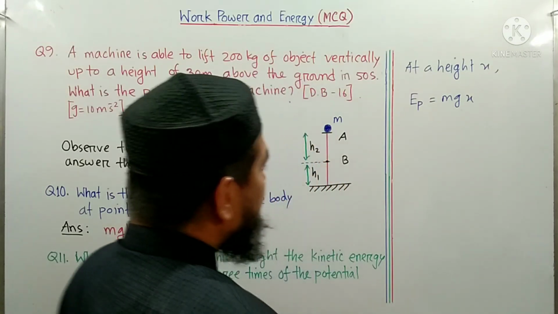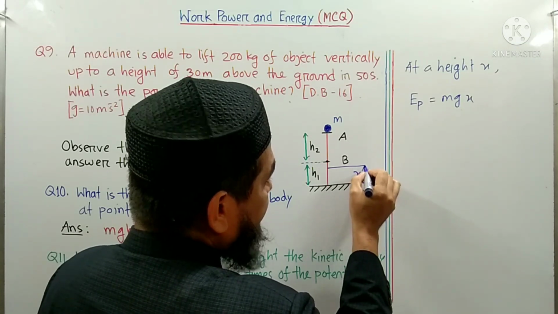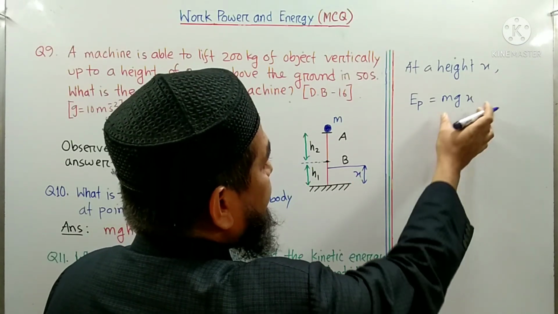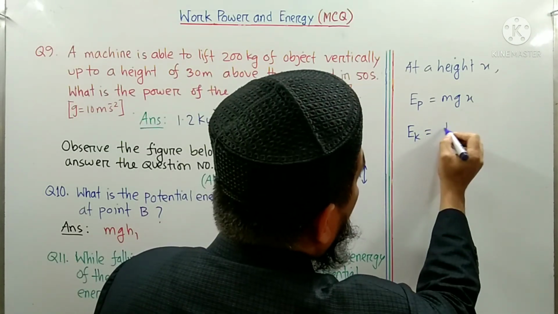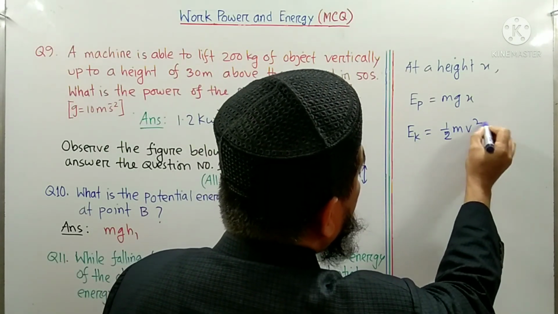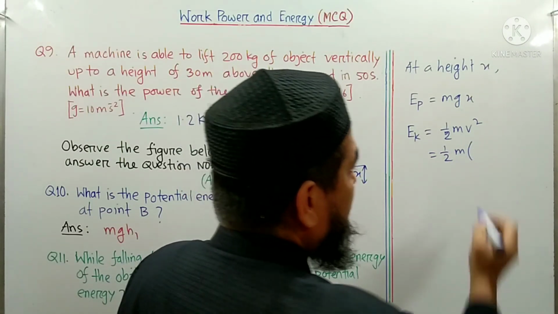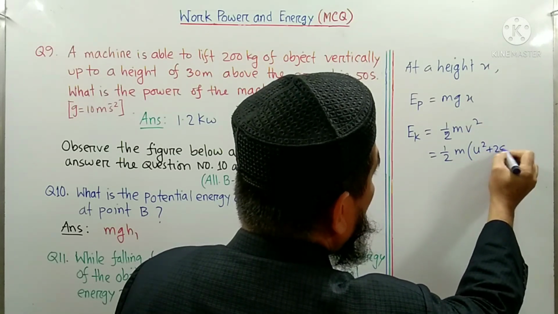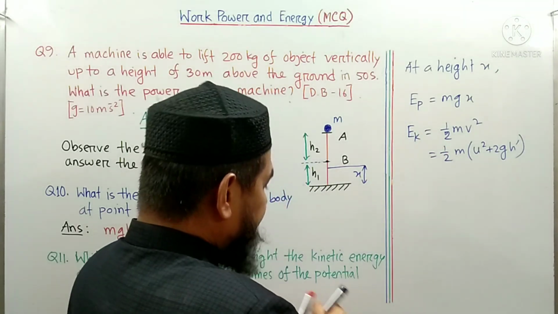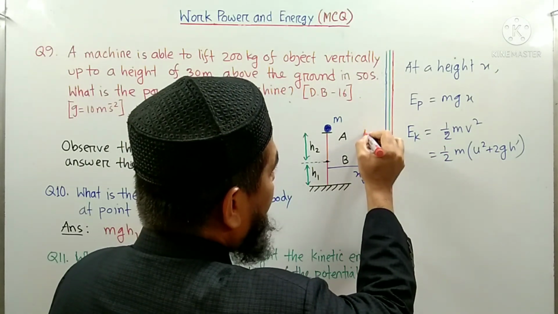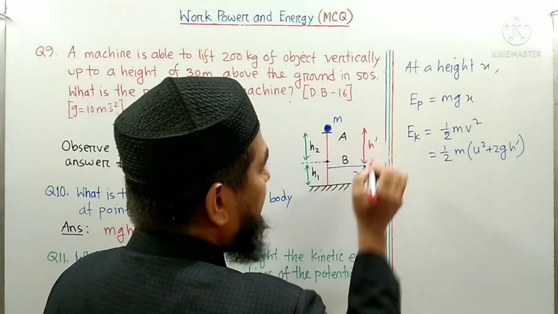And at height x, the kinetic energy EK will be half mv square, where v square is equal to u square plus 2g h prime. H prime is here the distance, from the initial point to point B.